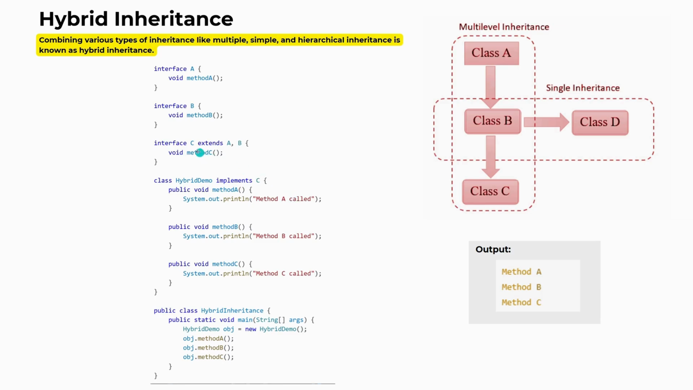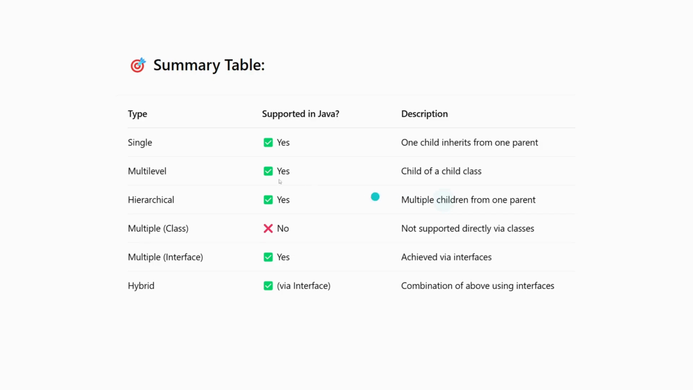Again, I will explain what happened here. Interface C has extended A and B. So interface C now has all the properties of C, A, and B. So if we use C, then we have all the properties A, B, C. That's why if I implement C, then I can use method A, method B, and method C. So we don't have to write A, B, and C again and again. Instead of that, I have written implements C. Okay? Now let's understand with this summary table.